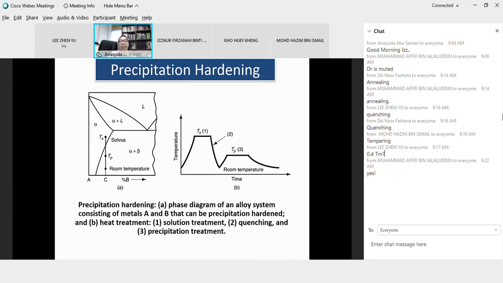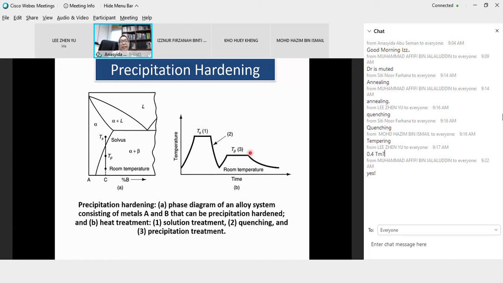So I want to go into detail here because you have actually learned this. It's similar to hardening by quenching. So you heat to a temperature where there is only a single phase. Then all the beta will be dissolved, forming only a single phase. Then after that you quench it. Then after quenching you heat it back. When you heat it back, this is what we call aging.